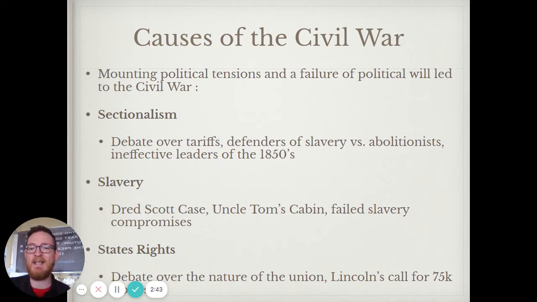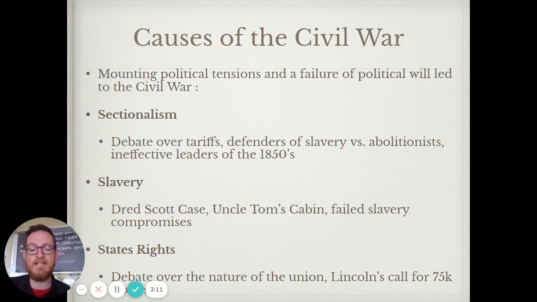You have the Dred Scott case we had talked about. It happened in 1856, which again further divided the North and the South. Uncle Tom's Cabin as well, another one of those things that showed the differences between the North and the South on views of slavery, and failed slavery compromises. Again, we talked about the Compromise of 1850, the Missouri Compromise, the Kansas-Nebraska Act. All of those failed compromises over slavery were really just band-aids on the problem of slavery.